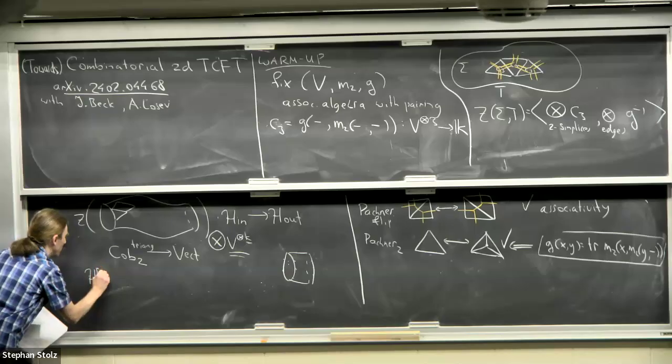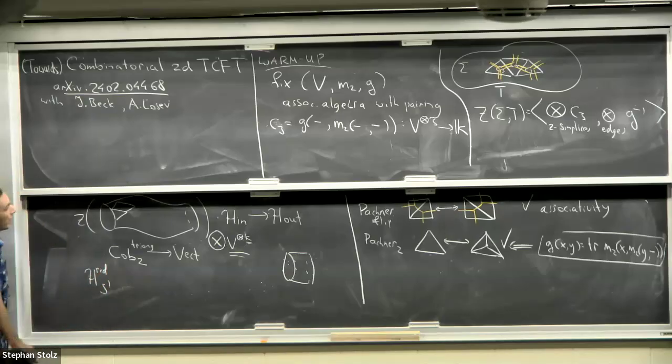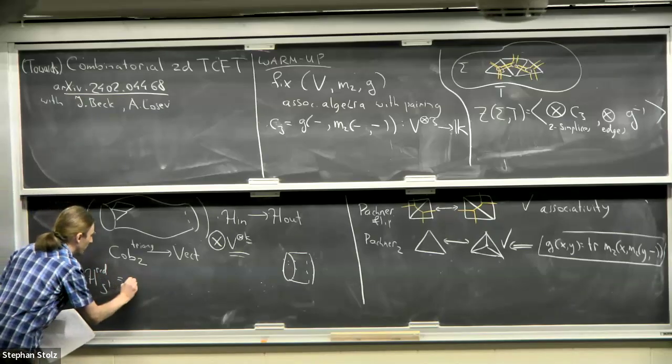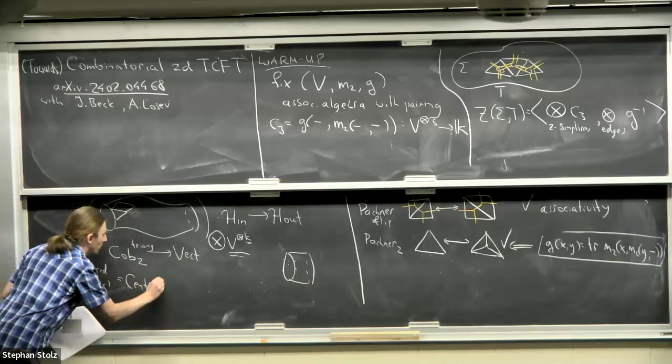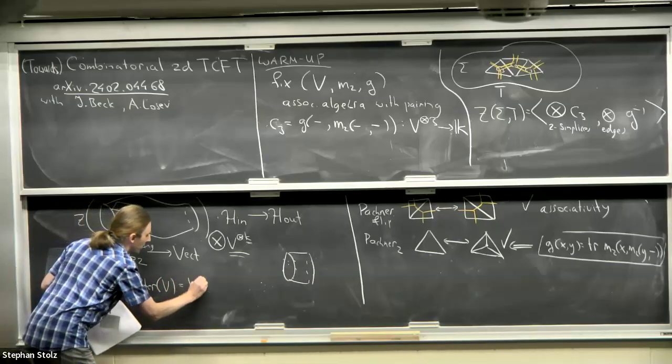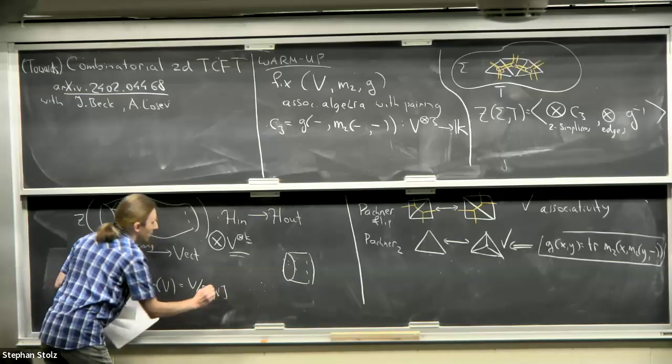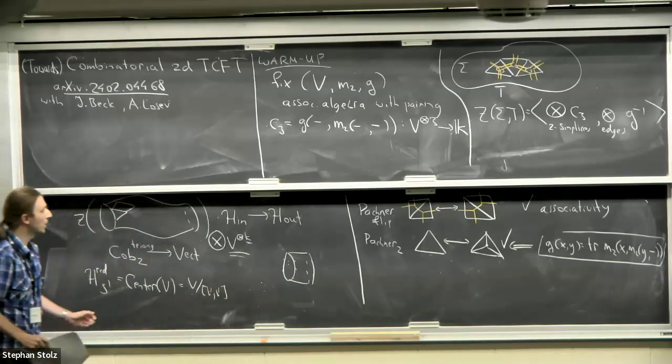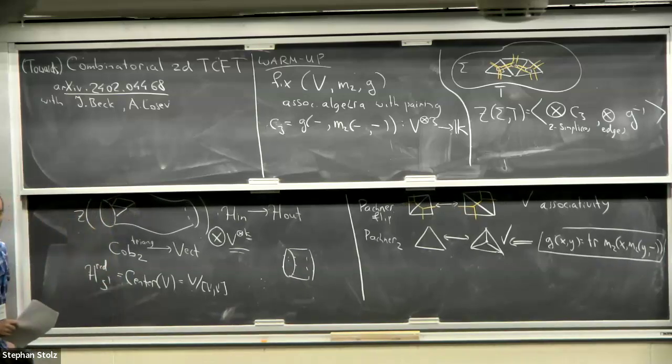And this reduced space of states for a circle is independent of triangulation, and it can be identified with the center of V, or if you like, with V's commutant, or with zeroth Hochschild homology, if you like, of V with coefficients in V. Sorry, I didn't quite understand.